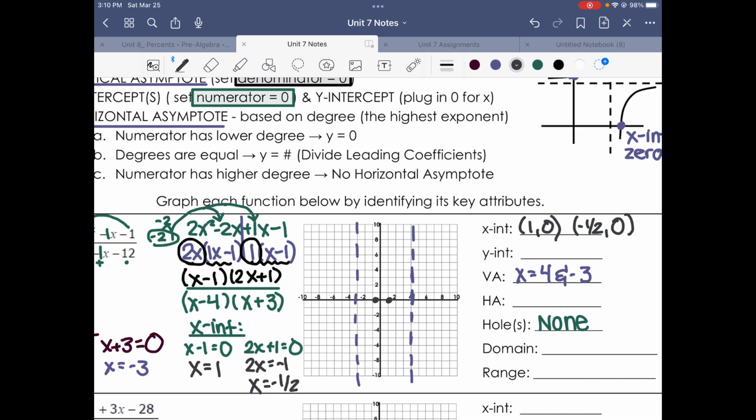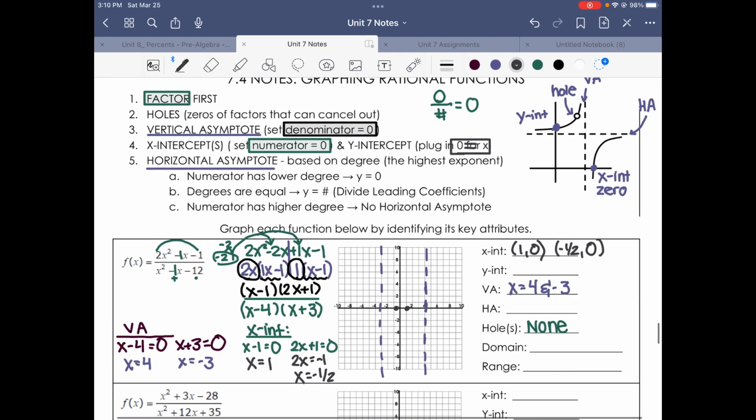For the y-intercept, the y-intercept is when x equals 0. So really, we're going to plug in 0 for x in the whole equation. Sometimes this will be more complicated than other times. I'm going to go ahead and make some space over here on the right side for the y-intercept. It doesn't need a lot of space though, because we are going to plug it into the original equation.